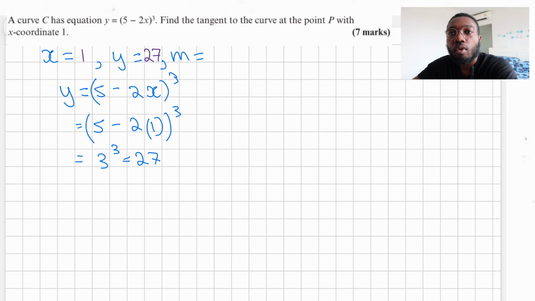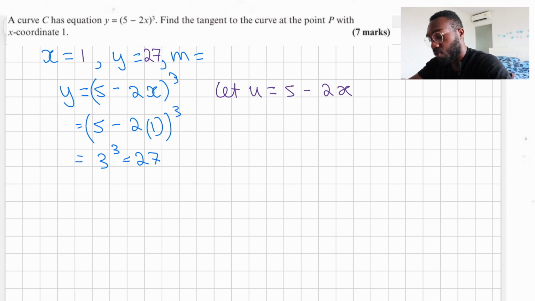How do we work out m? Well, we know that to work out the gradient of something, we just need to differentiate and put in our value of x, and that will give us our gradient. So we need to differentiate this. If we have (5 minus 2x) to the power of 3, we need to differentiate that. We can use the chain rule. So let's make u equal 5 minus 2x, and if we differentiate that, we get du over dx is equal to minus 2.